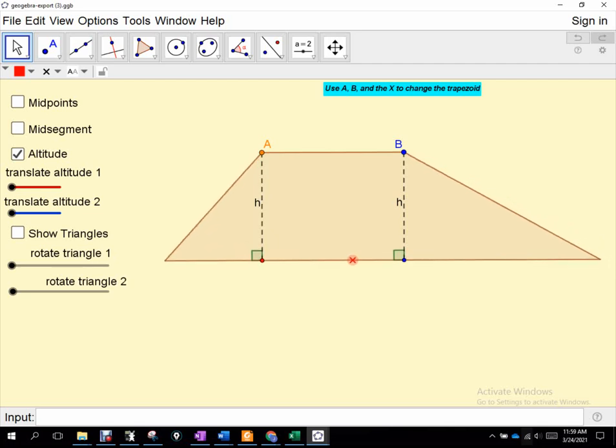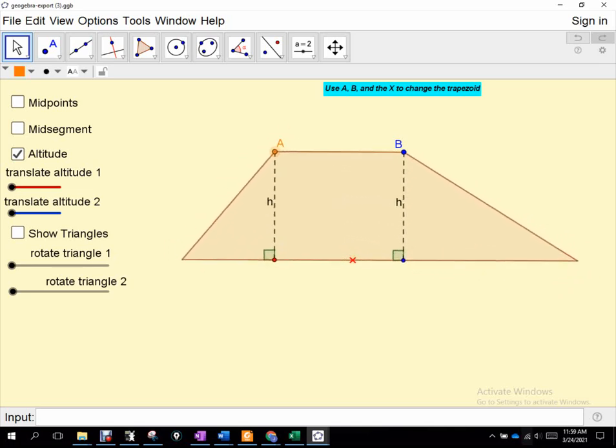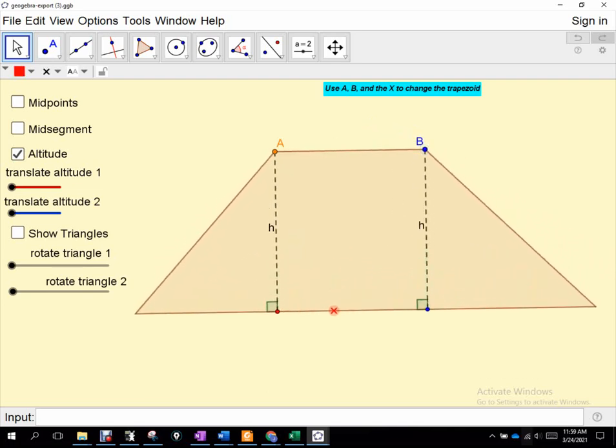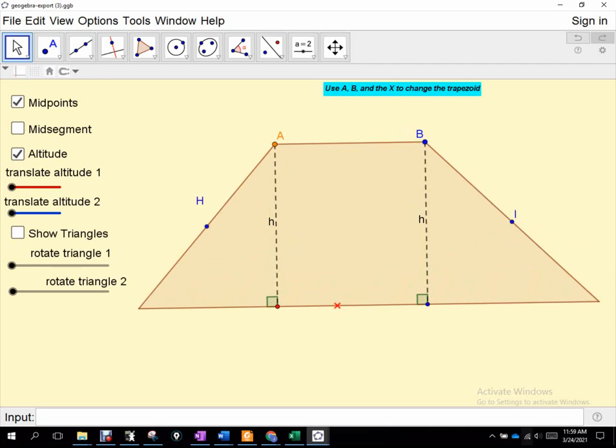All right, so what I'm going to do is find the midpoints of the legs of the trapezoid. So the legs are going to be the segments that are not parallel. Okay, so segments that are not parallel are my legs. There we go. I want to make it a little bit bigger. So I'm going to find the midpoints. Now what I'm going to do is find that segment right there. Okay, and I'll actually remove the altitudes real quick to look at that.